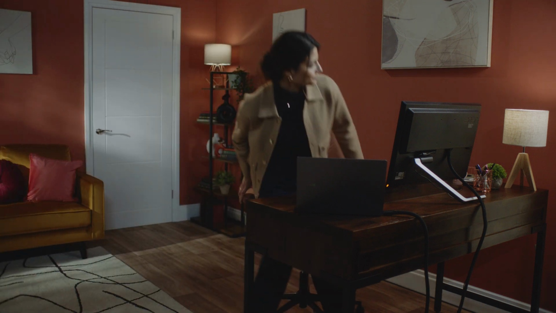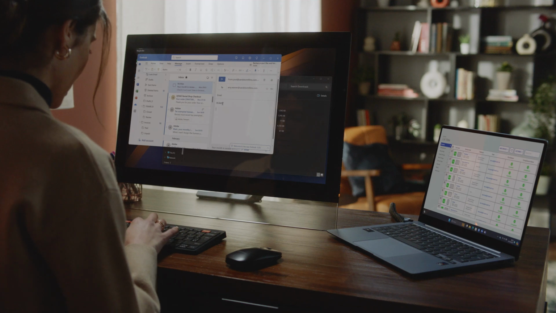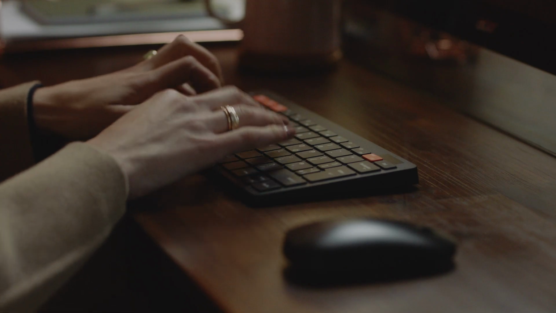PCs powered by Intel vPro are built for business. The Intel vPro platform keeps businesses running with a suite of manageability, reliability, and security technologies.